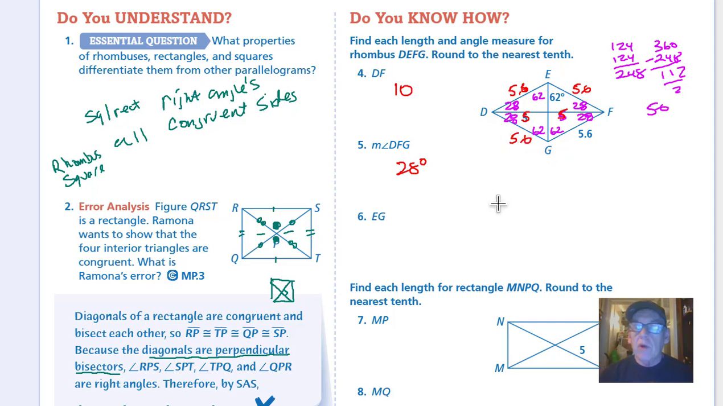So they want us to know what EG is. EG is actually double whatever this distance here is. And so we can use this right triangle where this is a 5 and this is a 5.6. We need to find out what this distance right here is, and then double that distance is going to be EG. So this is really like 1/2 of EG. So let's see what we got. 5.6 squared.